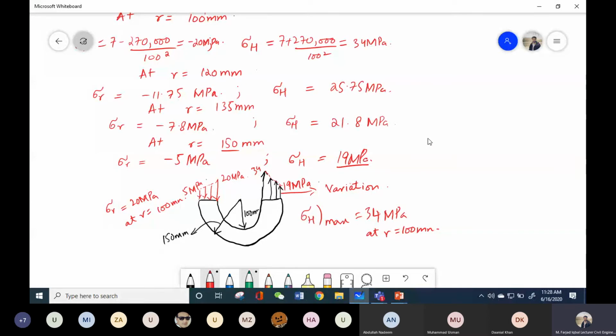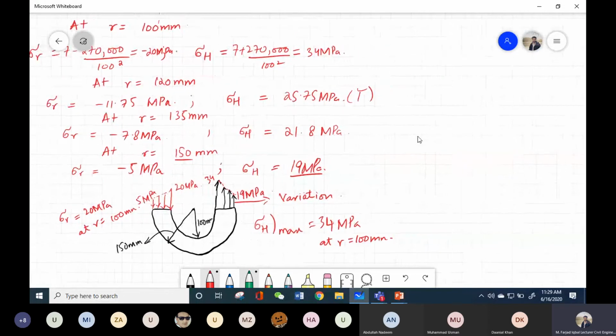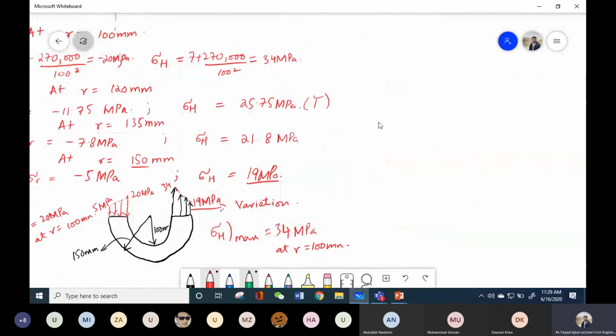Another thing is that I have shown these arrows in the upward direction because hoop stresses are the tensile stresses. You see with the sign, if it is negative, it means that they are the compressive stresses. So just to differentiate between the two values, the tensile arrows have been shown towards the outside or away from the point, and the compressive stresses are shown moving inwards the radius of the element, so you can get an idea.